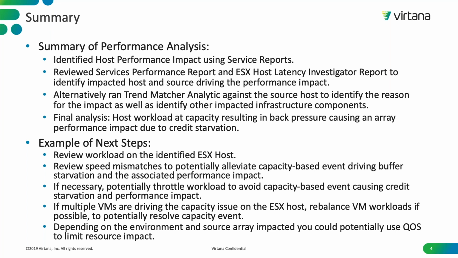Example of next steps to take to address the issue would be as follows. Review the workload on the identified ESX hosts. Review speed mismatches to potentially alleviate capacity-based events driving buffer starvation and the associated performance impact. If necessary, potentially throttle workload to avoid capacity-based events causing credit starvation and performance impacts. If multiple VMs are driving capacity issues on the ESX host, rebalance VM workloads if possible to potentially resolve the capacity event. And depending on the environment and the source of the array impacted, you could potentially use QoS to limit resource impact.